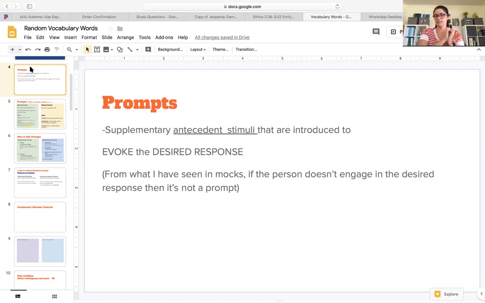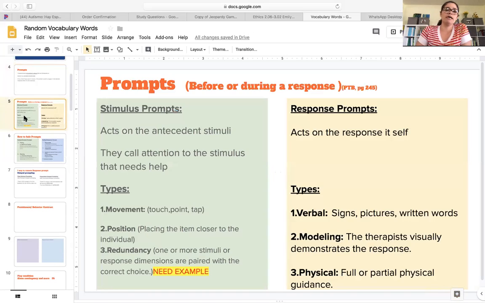I've seen some say that if the person doesn't engage in the desired response, then what you told them or what you did is actually not a prompt. I looked it up in the book and couldn't find it. Maybe I need to do more research to find it. So that's it.